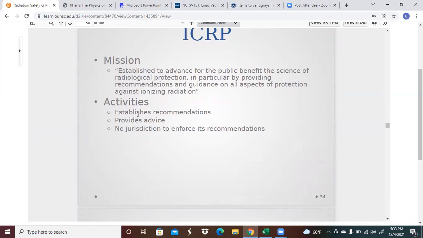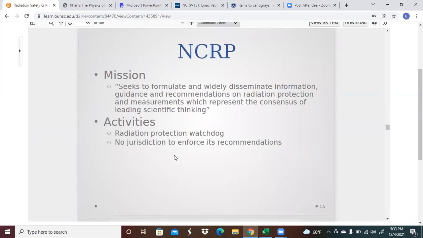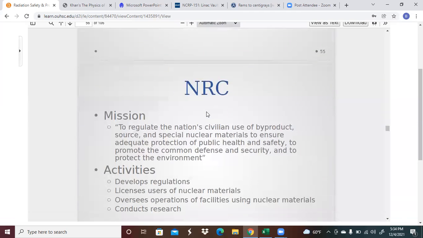And the activities are, it establishes recommendations, provides advice, and has no jurisdiction to enforce its recommendations. So it's there to tell you, but it is not there to enforce. Now, the NCRP seeks to formulate and widely disseminate information, guidance, and recommendations on radiation protection and measurements which represent the consensus of the leading scientific thinking. There's a radiation protection watchdog and no jurisdiction to enforce its recommendations.